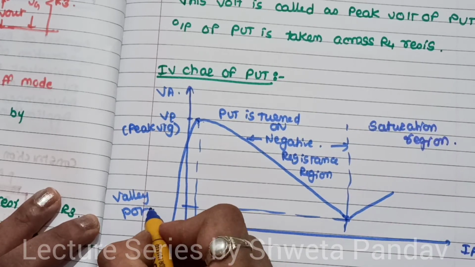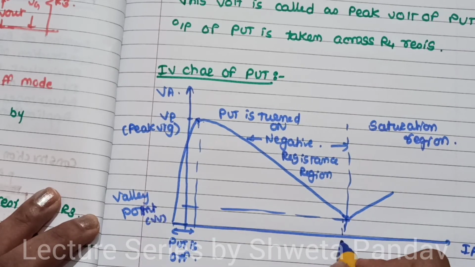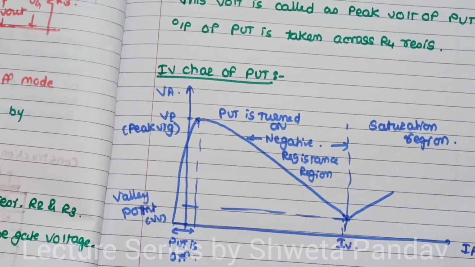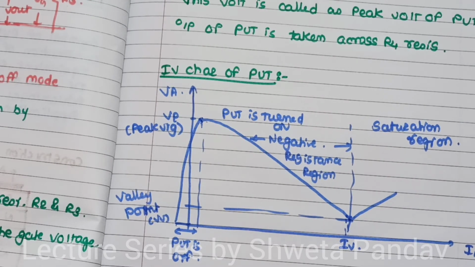So the voltage at the valley point is called as VV, and the current at the valley point is called as IV, that is peak current. So this is what the IV characteristic of PUT.